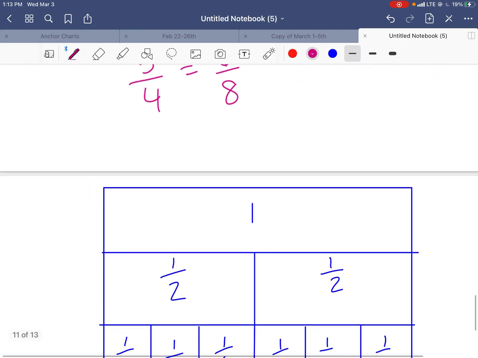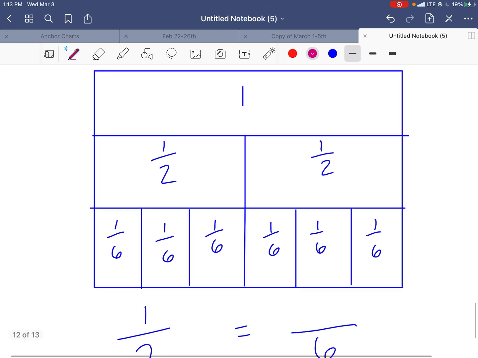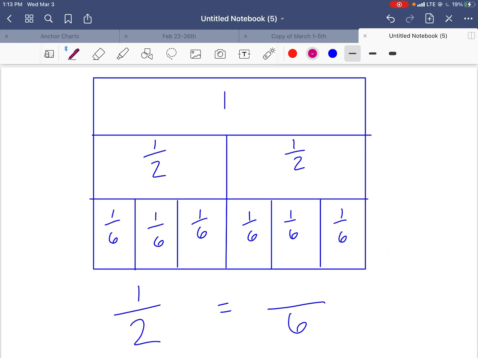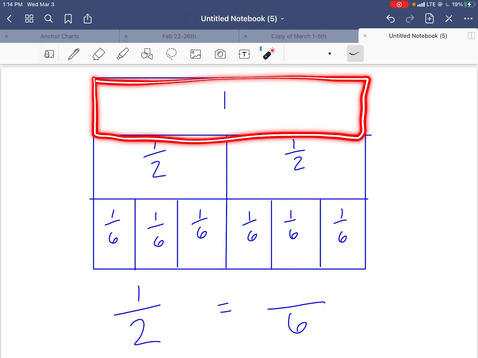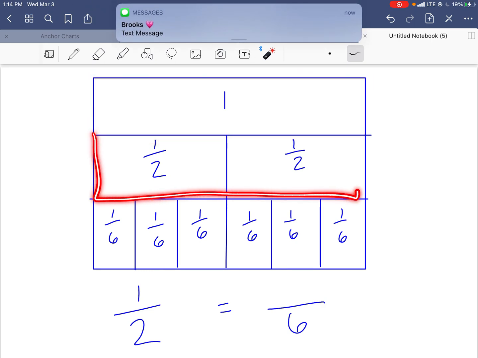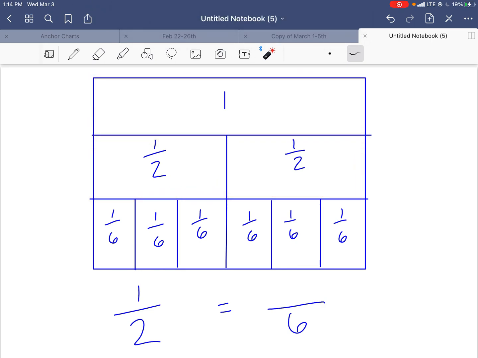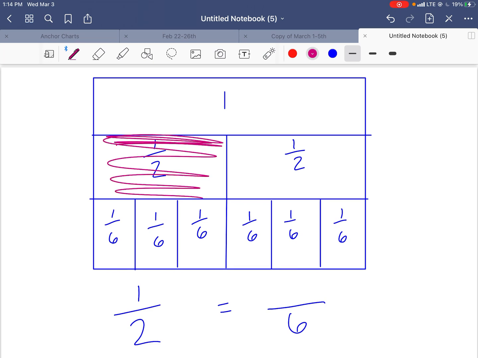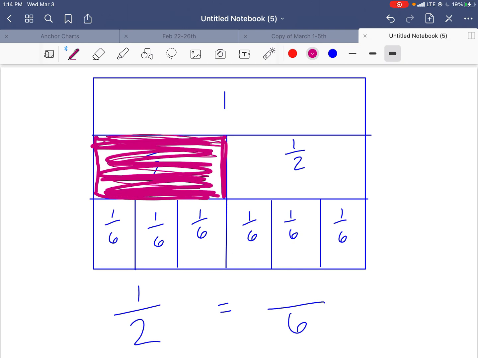All right, let's try it again with this kind of model. I want to figure out what is equivalent to 1/2. Here's your whole. Let's take a fraction bar that's like this, and let's color it in half. You can do the same thing in your notebook. So this is 1/2.